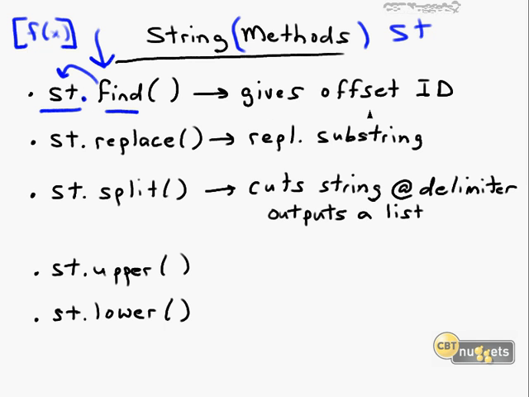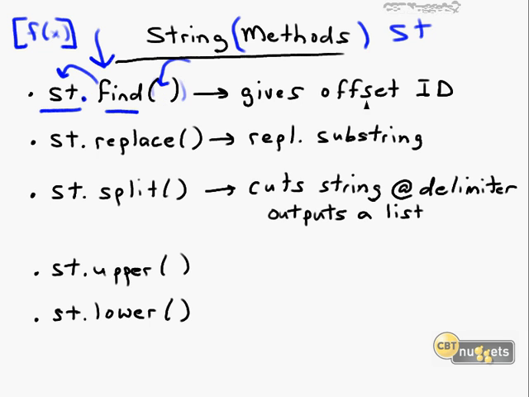So for instance, if we needed for whatever reason the offset value of a particular character or character sequence in a string, we could type the string name, .find, and then in parentheses what we're searching for. For instance, we could search for CBT in CBT nuggets.